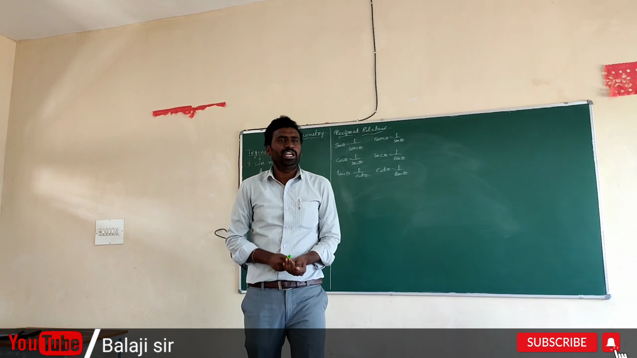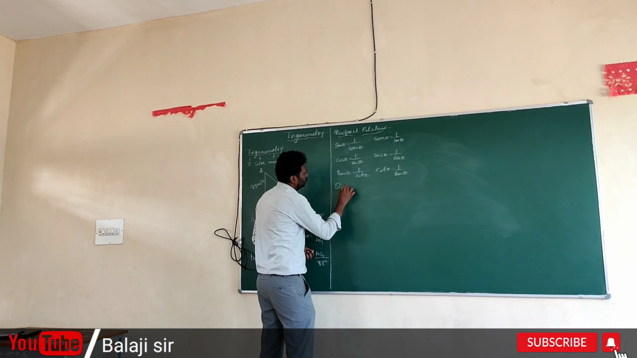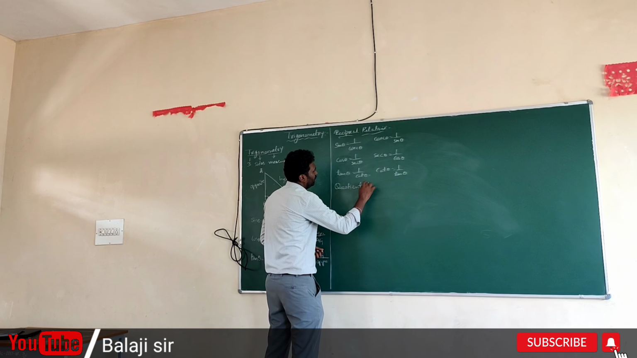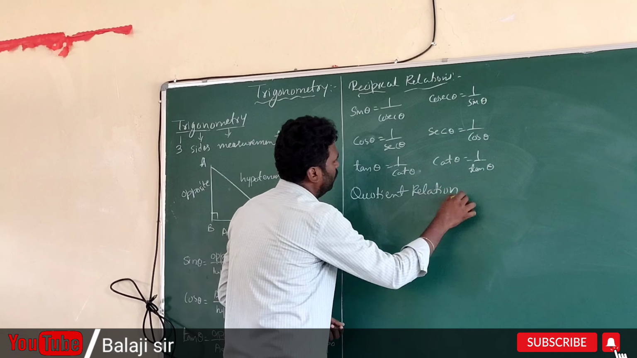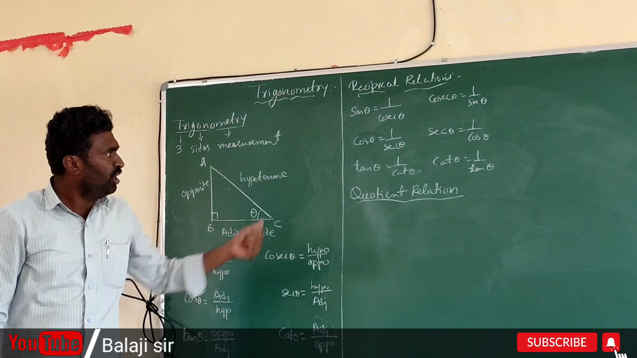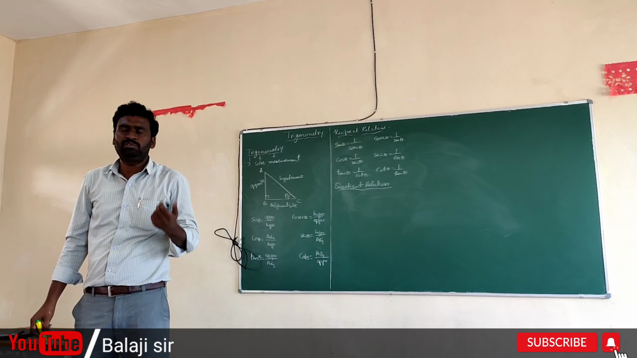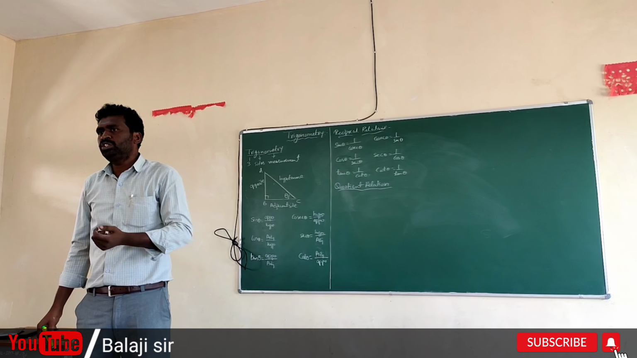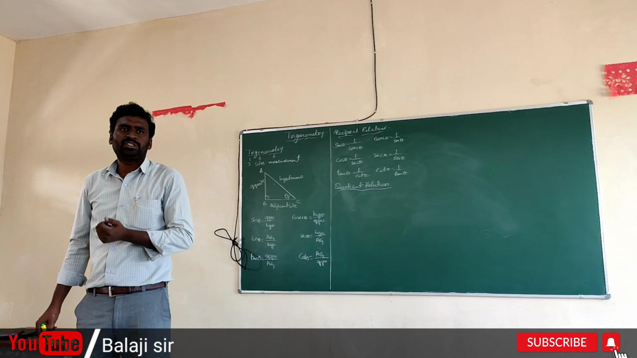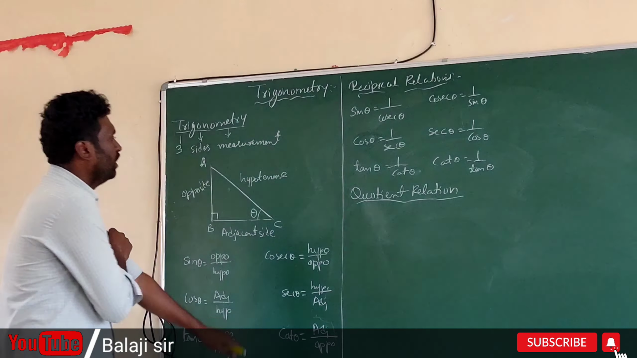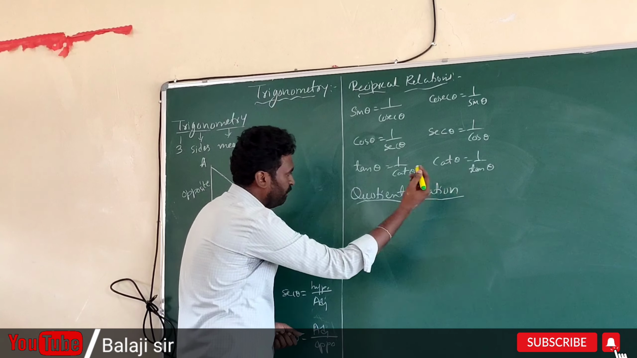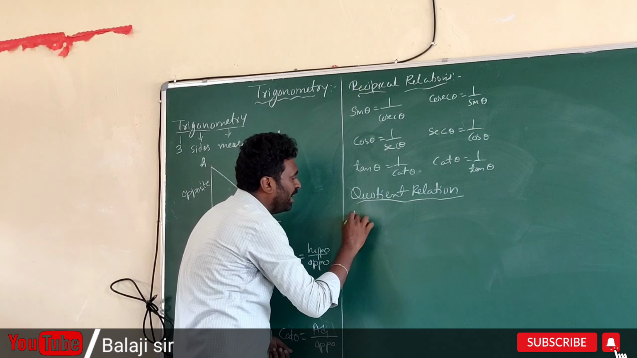The next thing we have to learn is quotient relation. Quotient relation. You believe it or not, these are all very important when it comes to trigonometric identities. In the fourth exercise we make use of reciprocal relations and quotient relations in a large manner. If you are not thorough with these things, you are not going to learn any trigonometry.